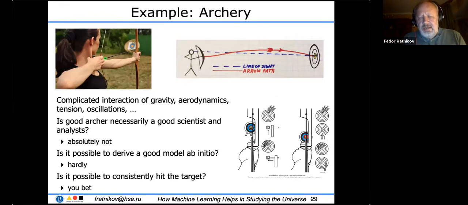The example of, well, actually, it's not machine learning, just a data learning model, is archery. It is a very complicated interaction of gravity, aerodynamics, tension, oscillation, and so it's very hard to get a model of the biodynamic. However, does it mean that the good archer should be a good scientist or analyst to solve all those relations? Absolutely not. It is very possible to consistently hit a target without all those studies, just by experience.